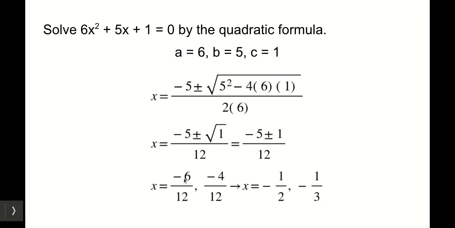So sometimes it's nice to get common denominators to split it up. Sometimes it's easier just to do it this way, right? So you'll see this negative 6 came from negative 5 minus 1, and then the negative 4 came from negative 5 plus 1. And then negative 6 over 12 is negative 1/2, and negative 4 over 12 is negative 1/3. All right? Okay, that's the quadratic formula.